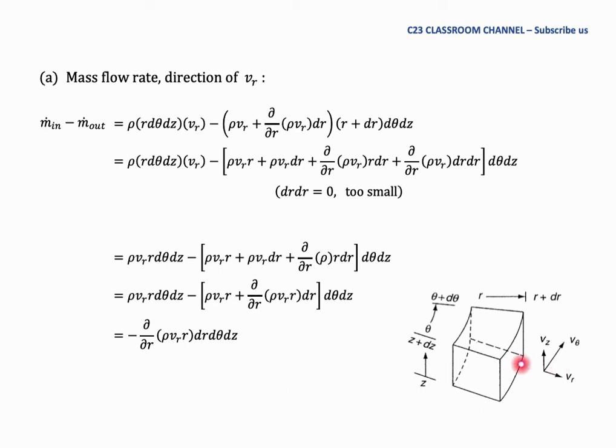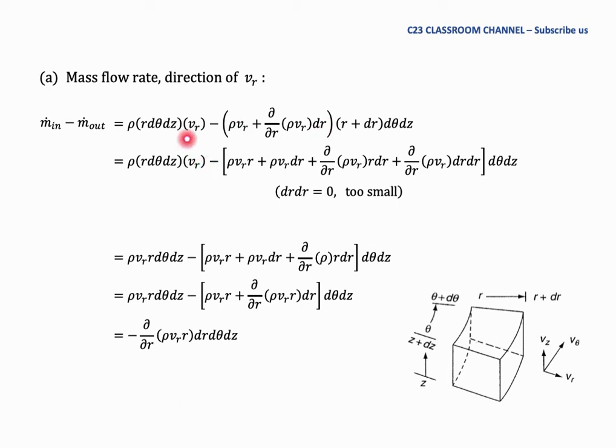For the velocity and density at the outlet, as we described previously in Cartesian coordinates, we don't know which parameter will change, density or velocity. Because either may change, we use the idea of partial derivatives. So we write rho VR plus del over dr of rho VR dr. This is the total mass flow rate in the R direction.